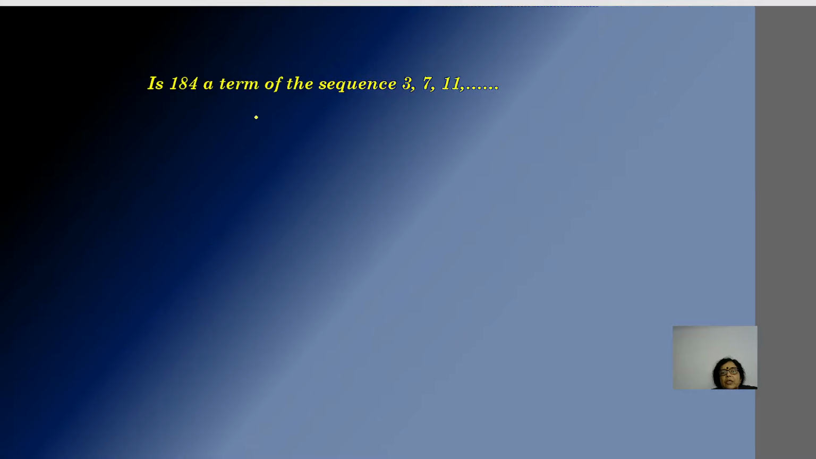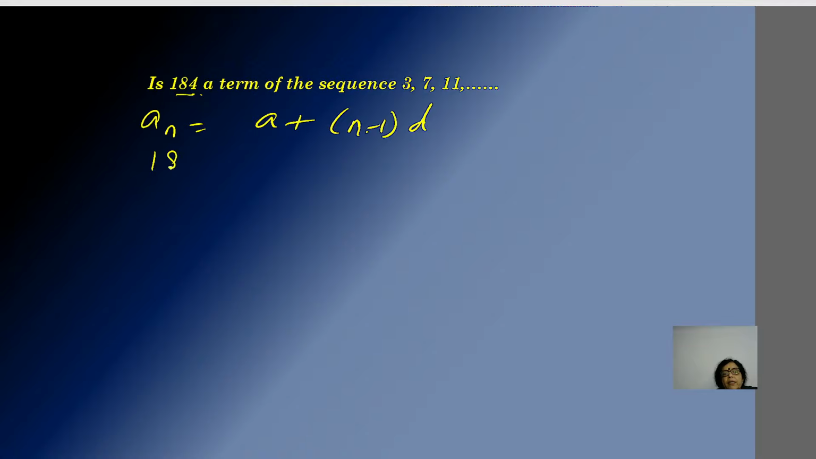Next question is, is 184 a term of the sequence 3, 7, 11, and so on? So here we must remember that whatever number is given, if we get a fraction as a term number for it, then that particular number does not belong to that particular sequence. So let us check it out. An is equal to A plus (n minus 1) into D.